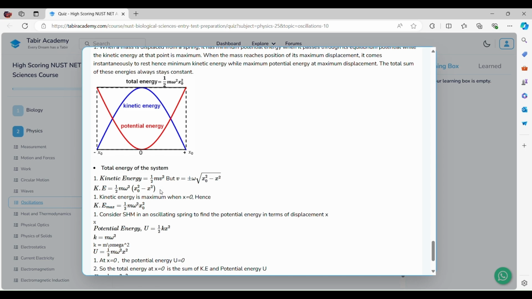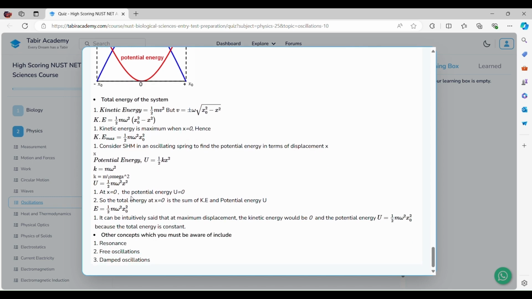Kinetic energy equals 1 over 2 m v square, but v equals plus minus omega under root x naught square minus x square. Kinetic energy equals 1 over 2 m omega square multiplied by x naught square minus x square. Kinetic energy maximum होती है जब x 0 होता है, तो इसकी वजह से maximum kinetic energy is equal to 1 over 2 m omega square x naught square.